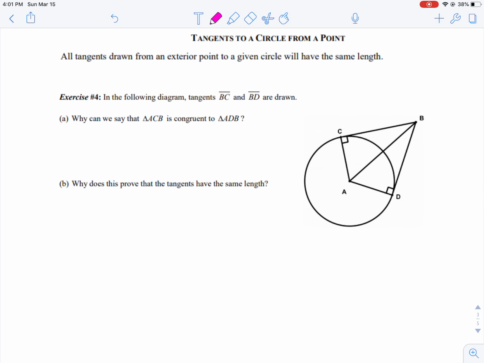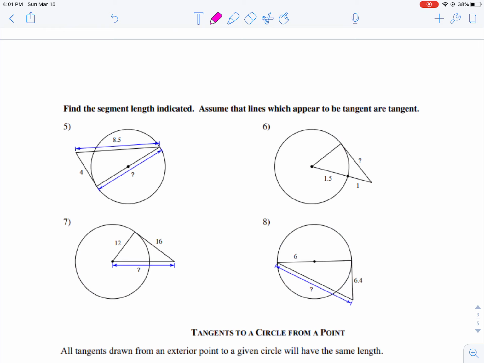Okay, for the last part, tangents to a circle from a point. Next, we'll do one of these examples. Find the line segment indicated. Assume that the lines which appear to be tangent are tangent. So find the segment length indicated and assume that lines which appear to be tangent are tangent.